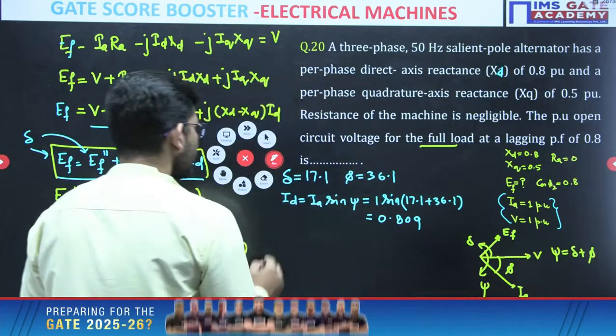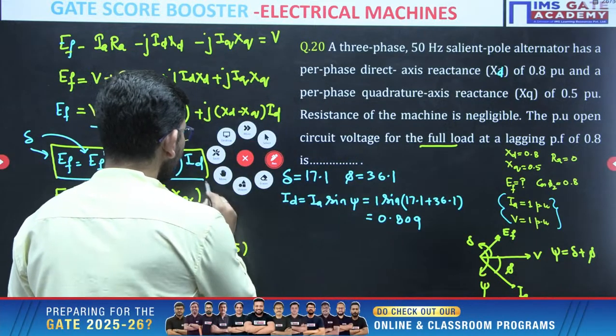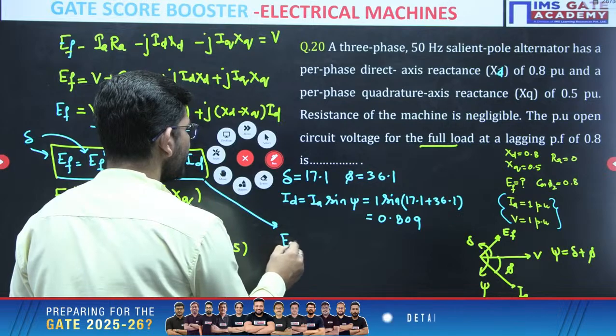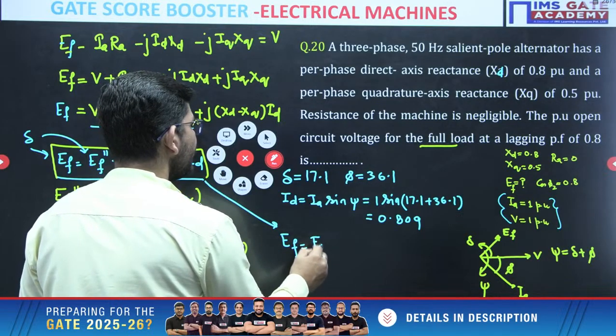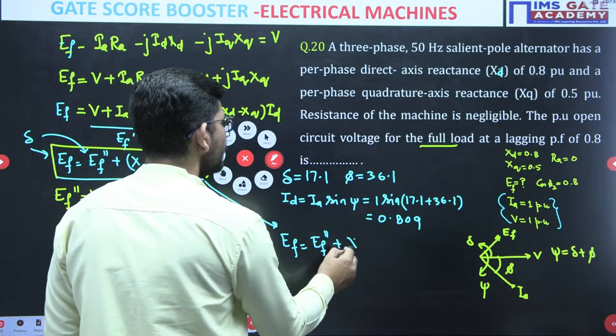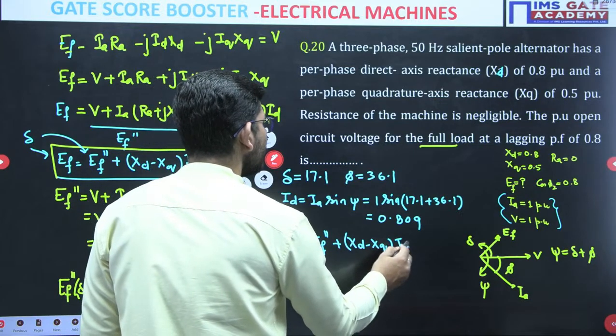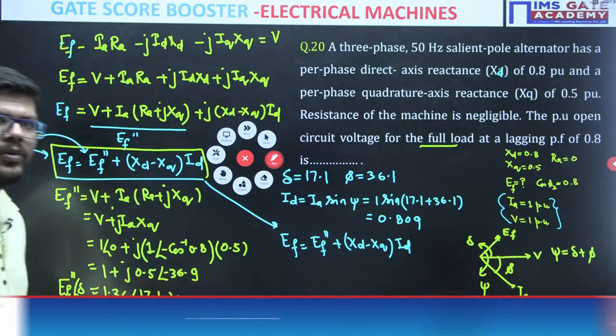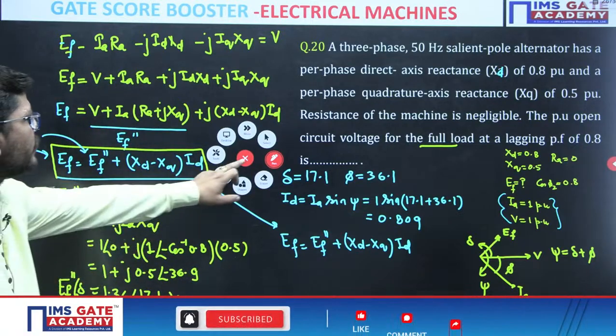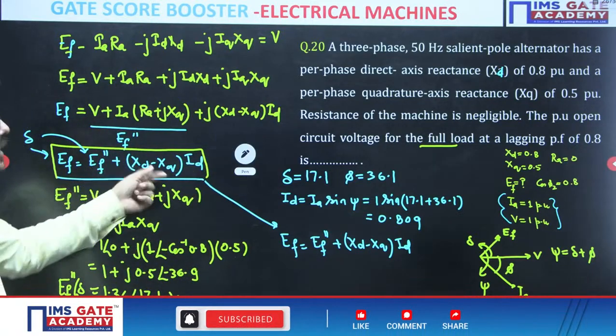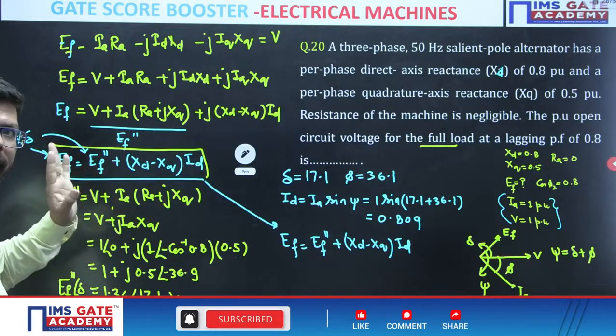Now come back to the same formula. From here EF will be EF double dash plus XD minus XQ into ID. You can ignore the angles, you can ignore the J, because when you draw the phasor diagram, these will be in phase, so ignore J, ignore angle.